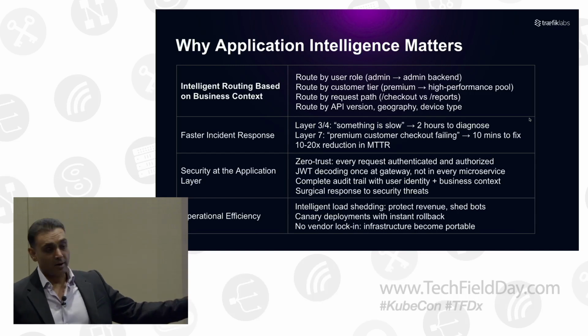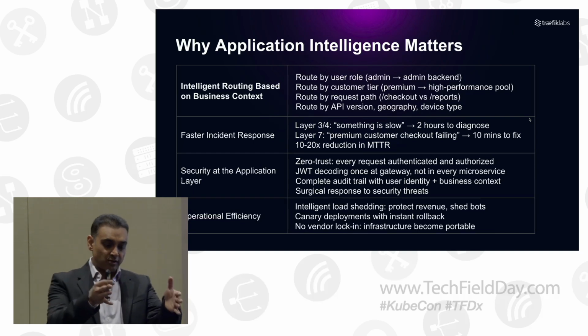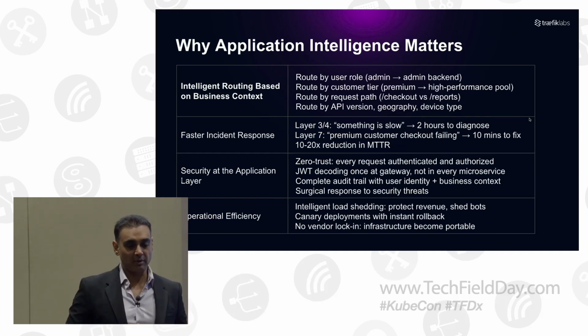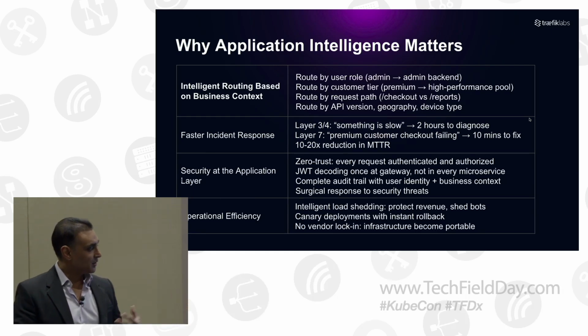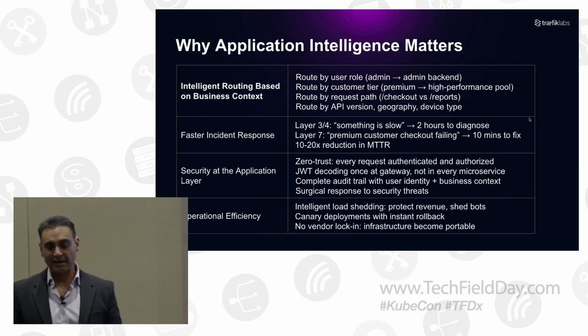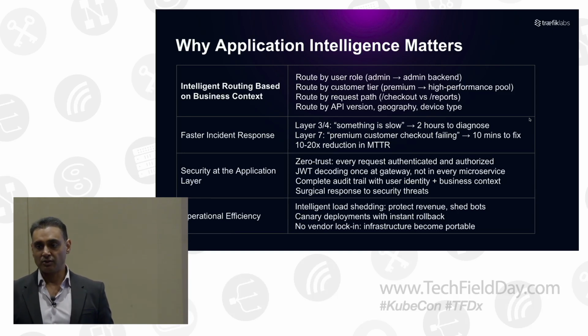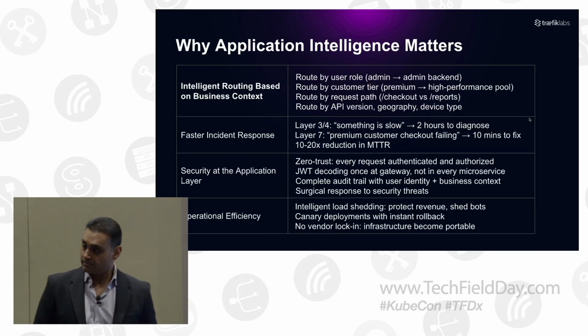You can also do canary deployments with instant rollback. So with canary, you can say 80% of my traffic goes to this class of users, my premium class, 20% goes to my other class, and I can quickly roll back and adapt to any kind of live situation that is happening. This also gives you the freedom of portability in the infrastructure. Because if you have these routing characteristics, it's not dependent on a particular infrastructure that you're using.